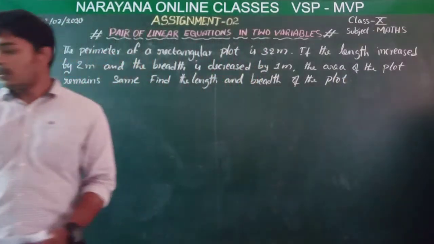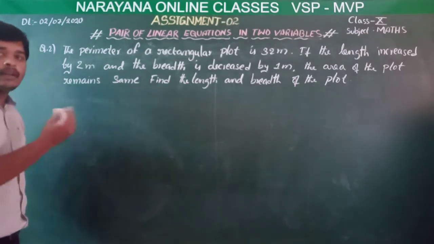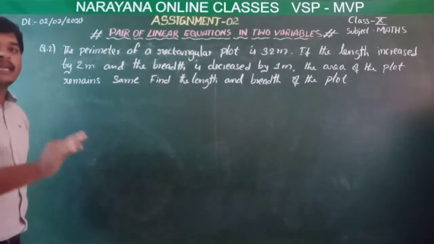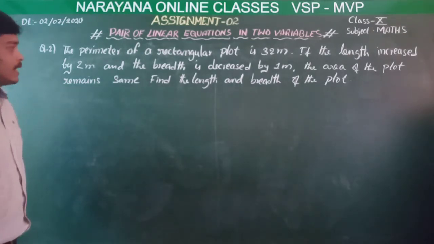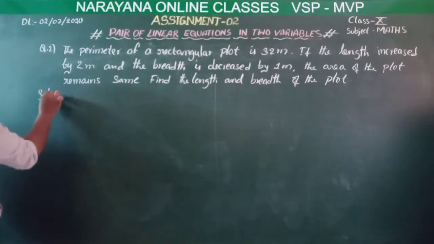See children, what he is saying, he has given two conditions, right? By using those two conditions, the perimeter of a rectangular plot is 32 meters. If the length increases by 2 and the breadth is decreased by 1 meter, the area of the plot remains the same. Even if the length and breadth change, the area remains the same. So find the length and breadth of the plot. So now the solution.